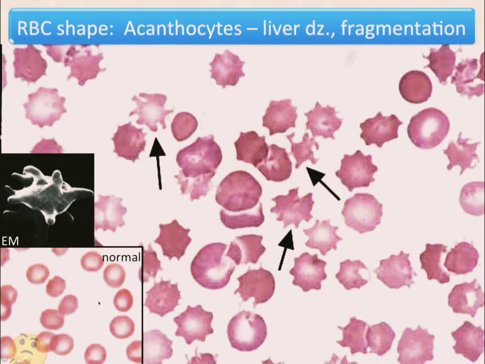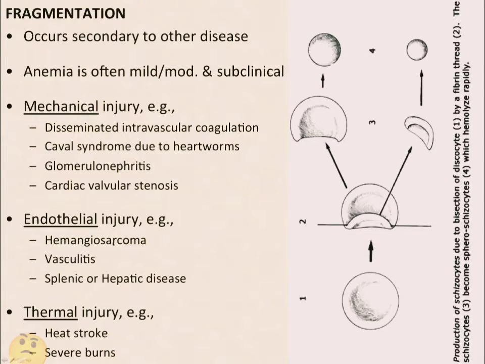Again, down here in the inset is normal for comparison, and this happens to be an electron micrograph, just so you can see in kind of a three-dimensional image what these spine-like projections are doing. So briefly, what is fragmentation hemolysis? Usually the anemia is mild or moderate, and sometimes the animals can even be walking around having this condition occurring and not even be clinically ill.